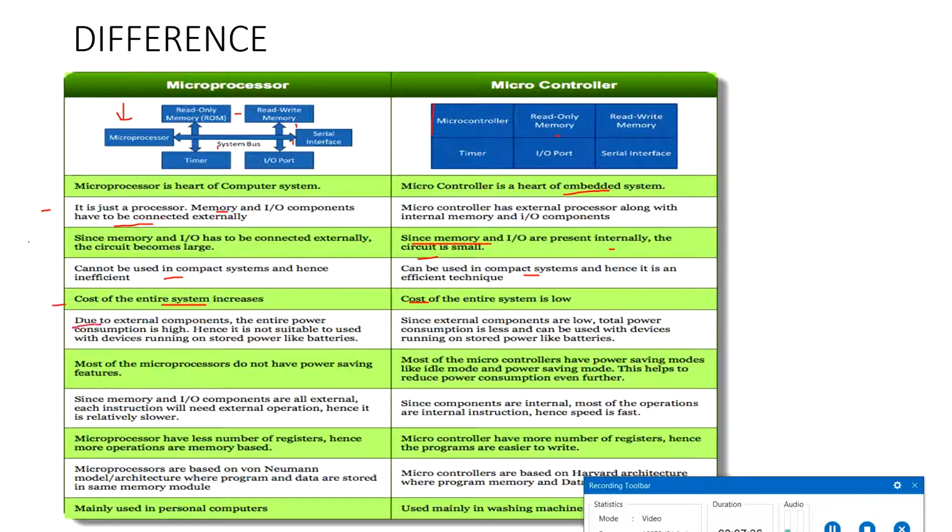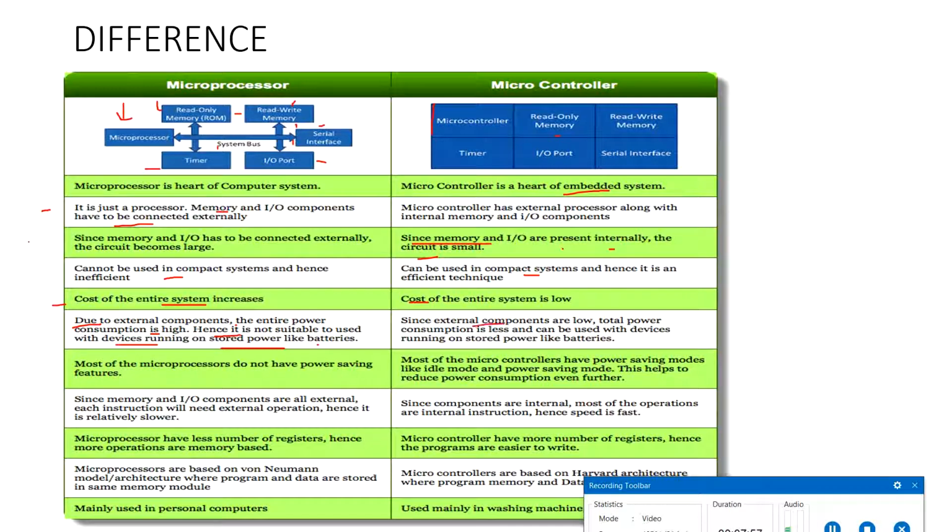Due to external components, the entire power consumption is high, and hence it is not suitable for devices which run on stored power like batteries. As you are connecting externally, it means each device has to be connected to the power supply. So that's why the power requirement over here is very high.